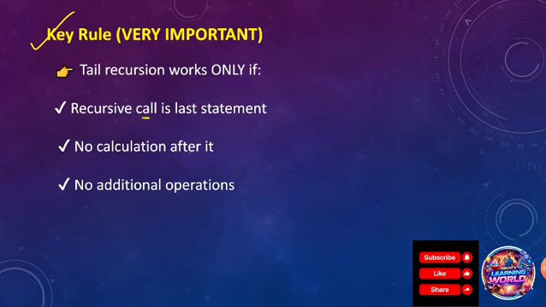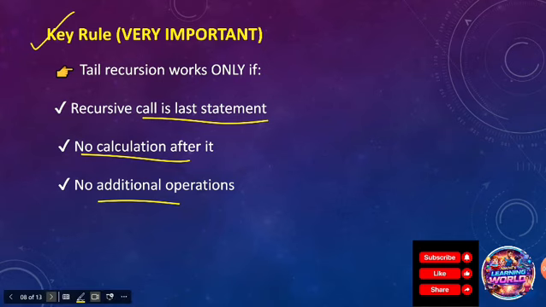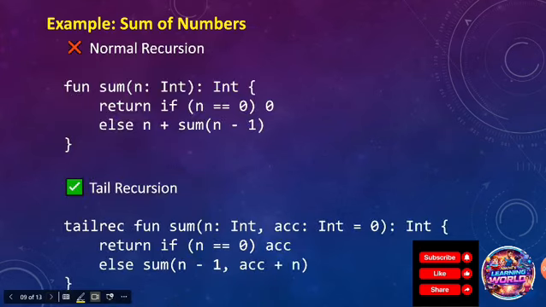And the key rules are very important. Tail recursion works only if the recursive call is the last statement, with no calculation after it and no additional operations on it. That's the key point.